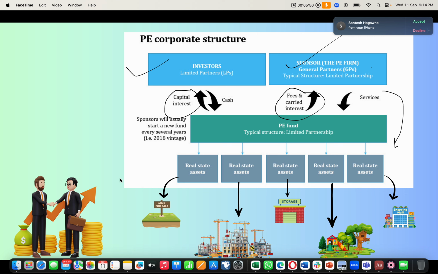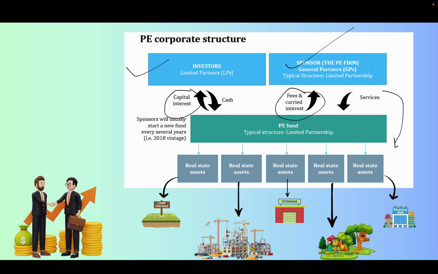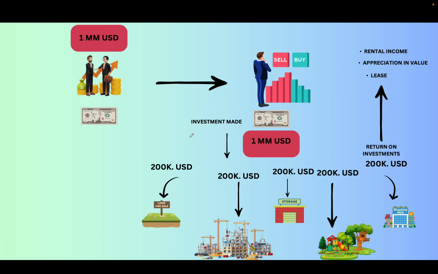All right. Then apart from this, if we talk about how it actually works, let's take this example. Let's say a fund manager has raised a 1 million fund from the investor, right? Then investors will transfer money to the fund manager. Then the fund manager will decide what to buy or what to sell.